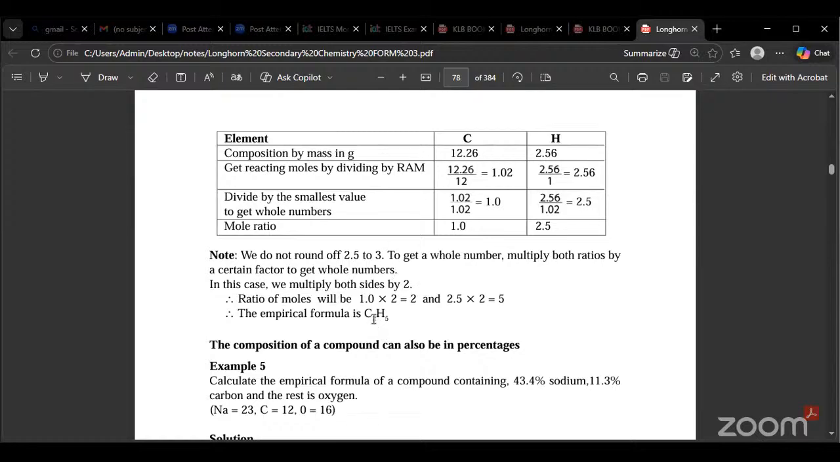The one you are doing here, in case we multiply both sides by 2, we do not round off 2.5 to 3. We do not round off a value that has 0.5. 1.5, I took round off to multiply by 2. To get a whole number, multiply both ratios by a certain factor to get whole numbers, which is normally 2 most of the times. Let us do this one and then we call it a day.